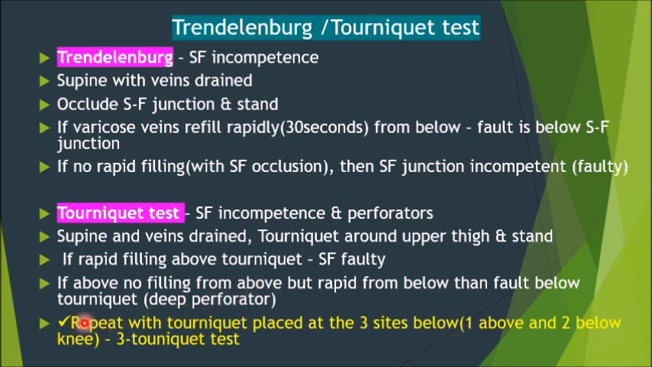If there's no filling from above but rapid from below, then the fault is below the tourniquet. That means the deep perforators, either at the lower thigh or in the leg. And this test is repeated with the tourniquet placed at 3 sites, one above the knee and 2 below the knee. And this is known as the 3 tourniquet test, which can detect at which level the deep perforators are incompetent.